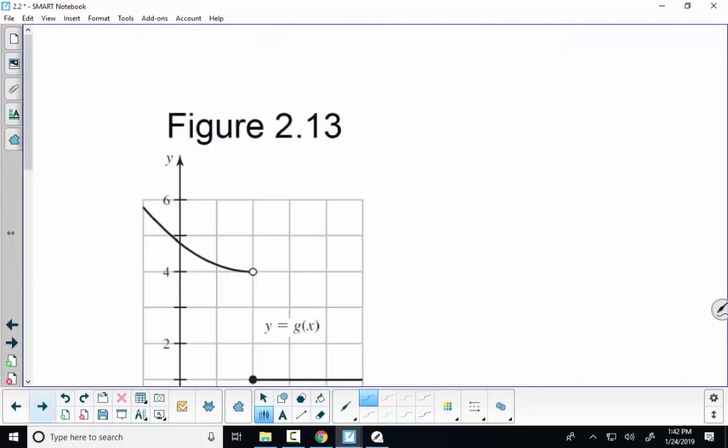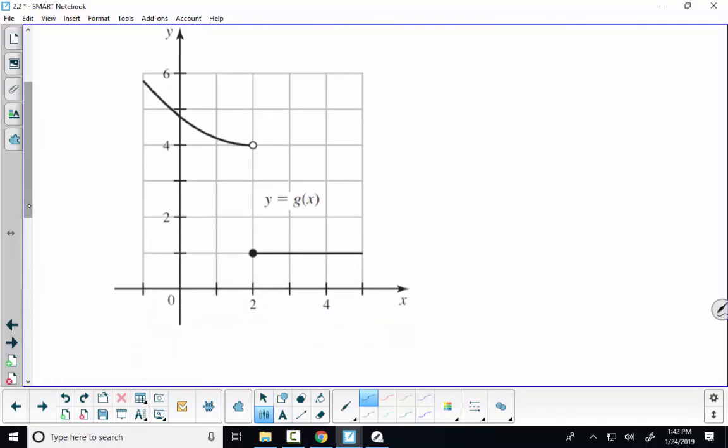Okay, so we'll take a look at this example here. So let's find the limit as x approaches 2 from the left on this function, which is g.